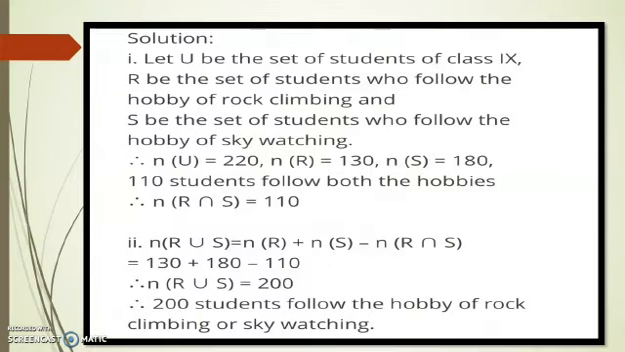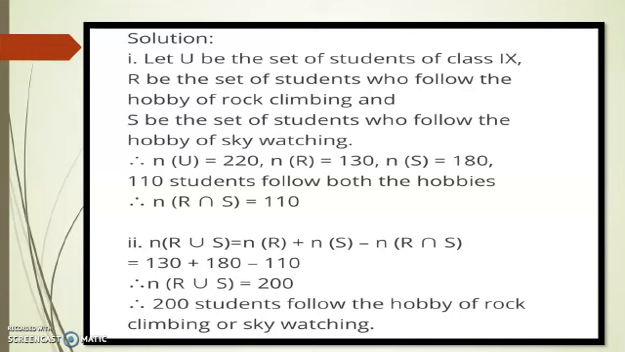See the solution. Let U be the set of students of class 9. So number of elements in U is equal to 220. R be the set of students who follow the hobby of rock climbing. So number of elements in R is equal to 130. S be the set of students who follow the hobby of sky watching. So number of elements in S is equal to 180. 110 students follow both the hobbies. So number of elements in R intersection S is equal to 110.